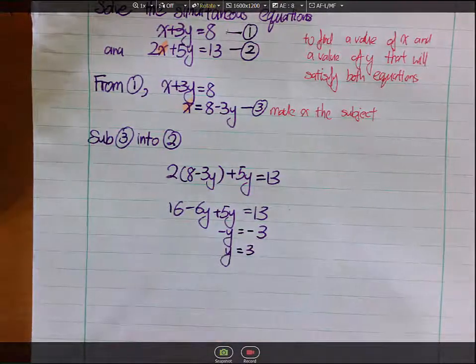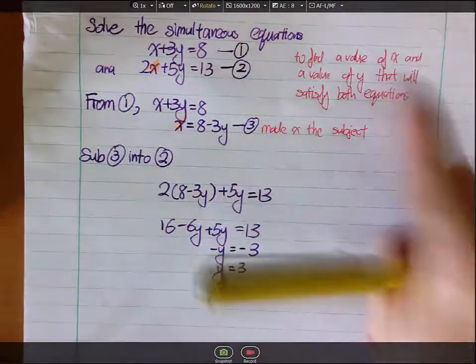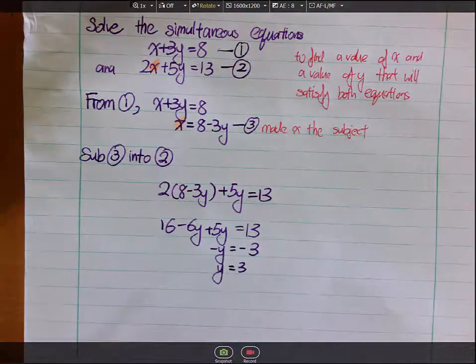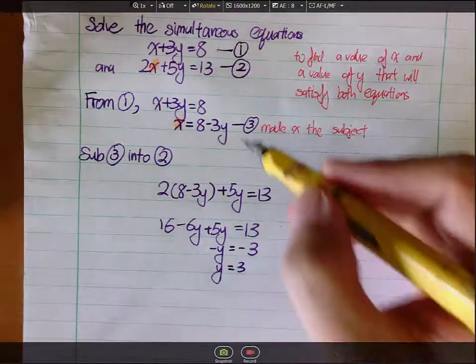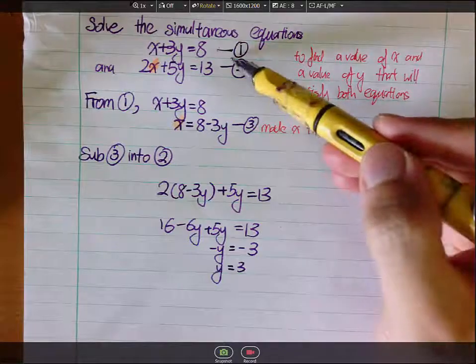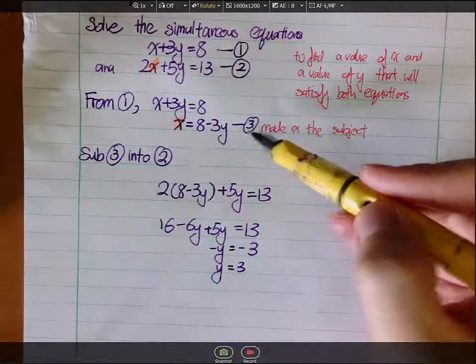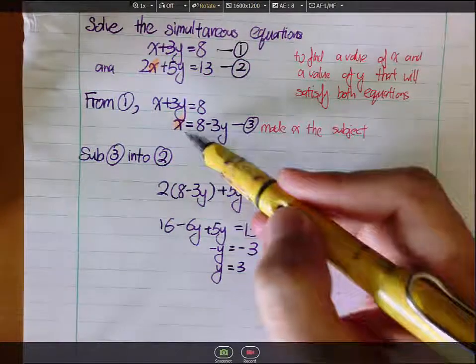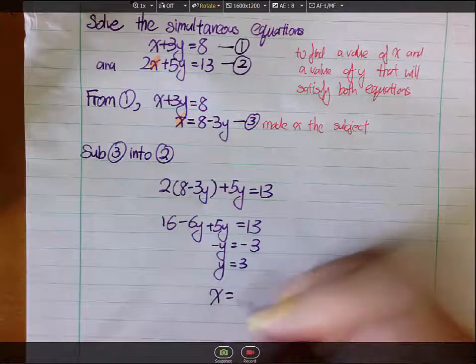But notice that our original mission is to find a value of x and of y. So far, we only have found y. Where can we find x? We substitute it back into one of our original equations. You can just put it back here to try to find x, or here is fine as well. This is the most convenient because x is already the subject of the formula. So I will put it back into equation 3.